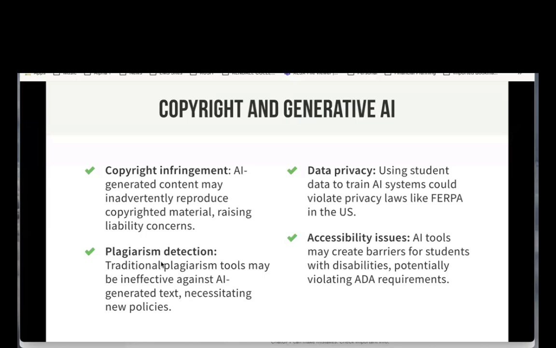I talk about plagiarism detection only to say that it doesn't work. Don't even think about it. It's not worth it. It's just a pain in the neck, and it causes a lot of problems. In terms of accessibility issues, I feel that AI tools create barriers for students. And that doesn't necessarily have anything to do with copyright per se, but everything is related tangentially when it comes to copyright, right? Because we're creating learning resources using an AI that then may or may not be accessible to students. So we have to be mindful of that.